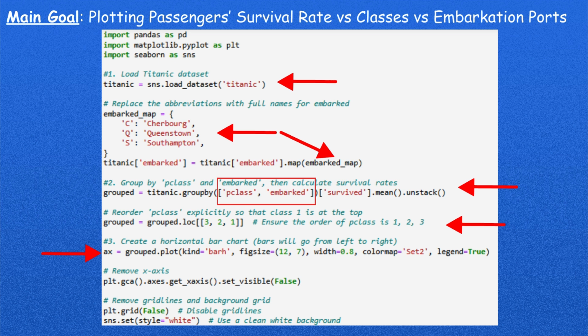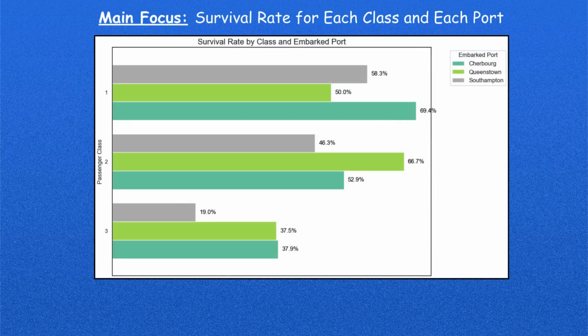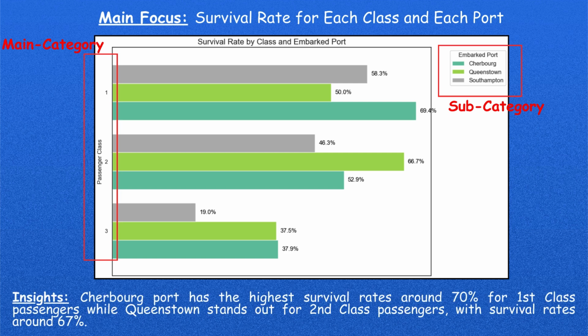To make it look more professional, remove both the x-axis title and the grid lines from the chart, and use a clean white background. Fourth, add percentage labels of survival rates outside the bars using a for loop in a clear format. Don't forget to add the main title while removing redundant y-axis titles and adjusting the legend position. The clustered bar chart highlights the embarkation ports as the subcategories within each passenger class as the main category. Specifically, the bar chart highlights that Cherbourg Port has the highest survival rates, around 70% for first-class passengers, while Queenstown stands out for second-class passengers, with survival rates around 67%.